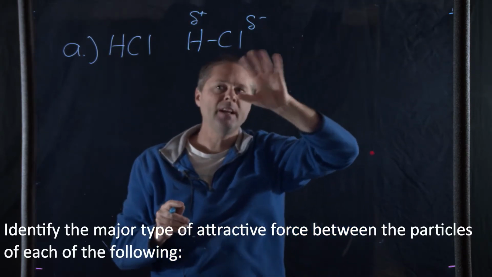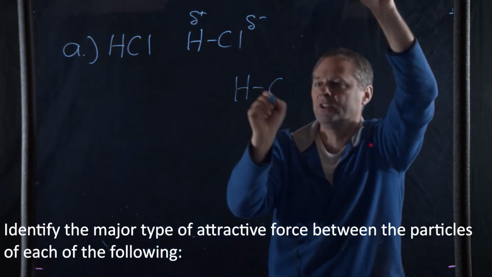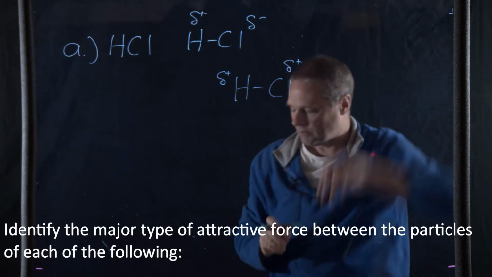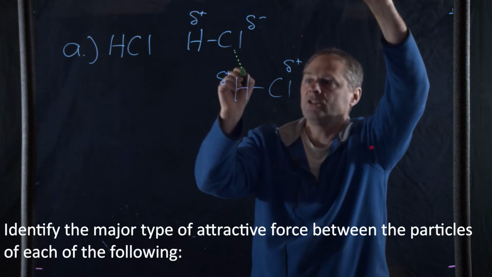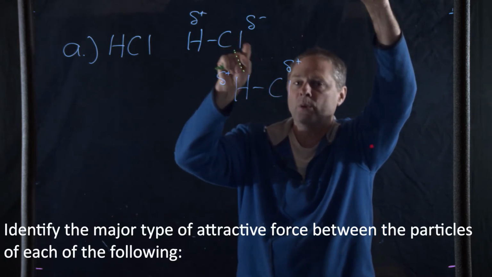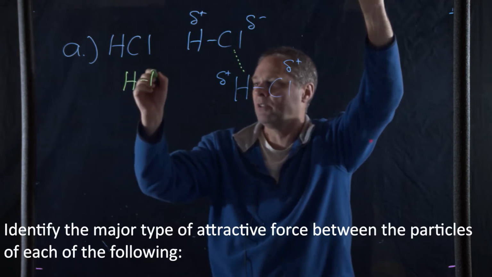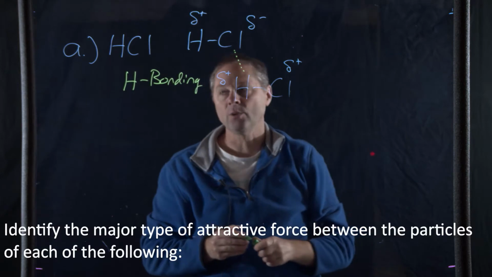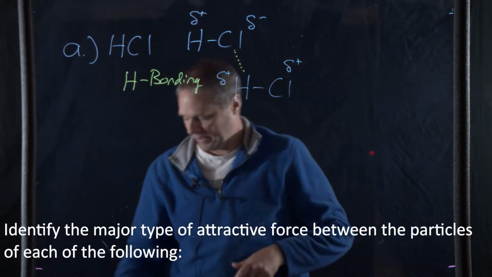If we happen to have another HCl molecule here, and I'll just draw it in, partially negative, this will be partially positive. What is going to happen is there's going to be an attraction between the negative chlorine and the positive hydrogen of another molecule. And this is what's referred to as hydrogen bonding. So hydrogen bonding is going to occur for this molecule.